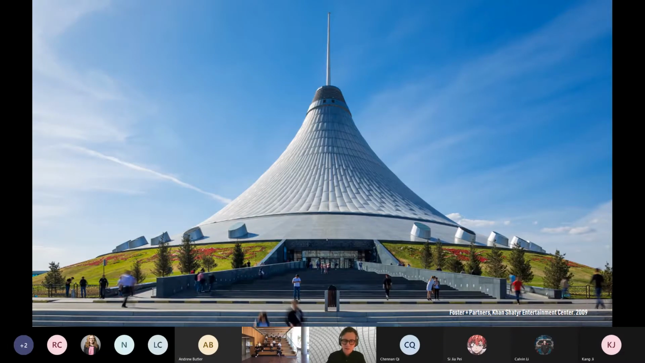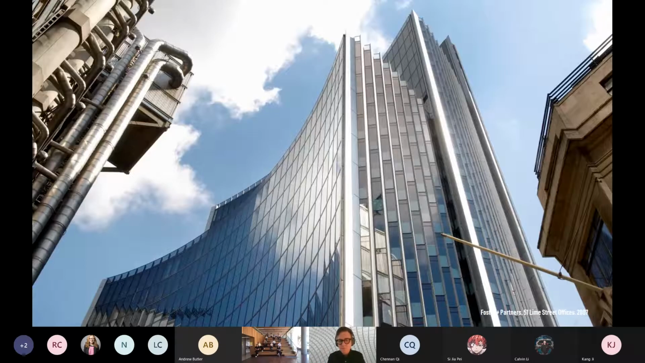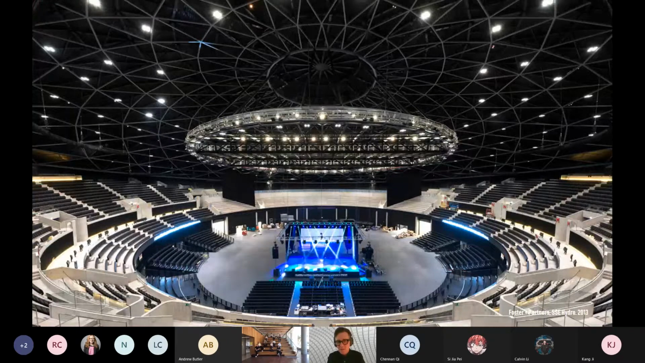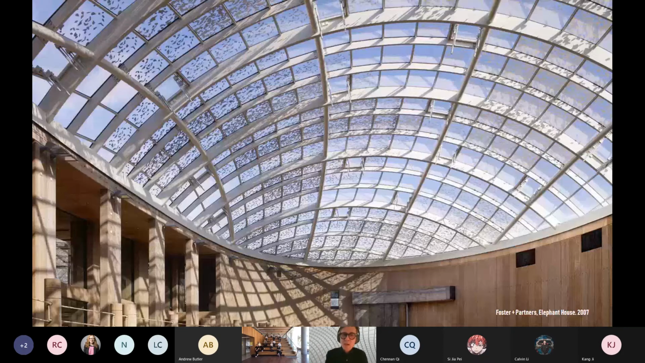This is a picture of that project as it is completed. When I was at Foster's, I had the great fortune of working on many projects that did end up being completed. So this is another project I worked on here. This is the atrium space for a large school project in Peterborough. This is the Willis Tower in London, just down the road from 30 St Mary's Axe. This is a large stadium in Glasgow, another space frame. And finally, this is Canary Wharf retail and underground station. And this is the Copenhagen Elephant House.